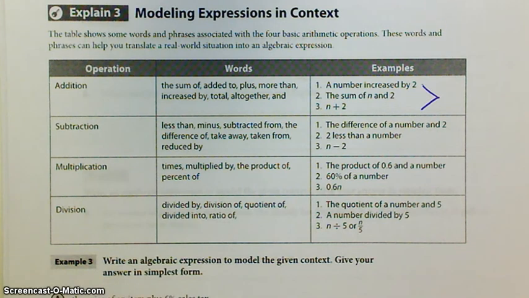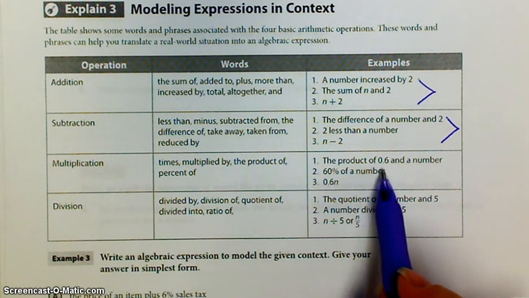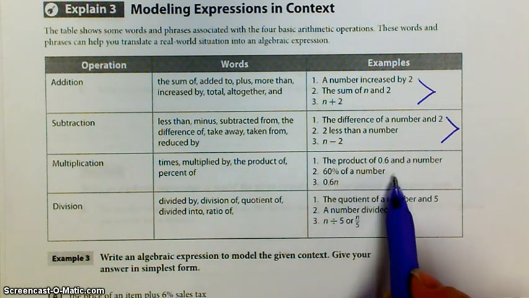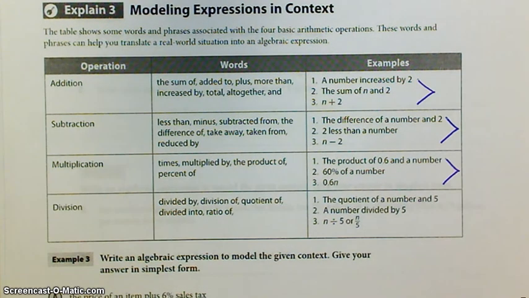Subtraction: less than, minus, subtracted from, the difference of, take away, taken from, reduced by, all of those things indicate subtraction. The difference of a number and 2. 2 less than a number, n minus 2. Again, those are all equivalent statements that make the same expression, n minus 2. Multiplication: times, multiplied by, product of, percent of. The product of 0.6 and a number, 60% of a number, 0.6n, where n represents the number. Again, these are all equivalent expressions said in different ways.